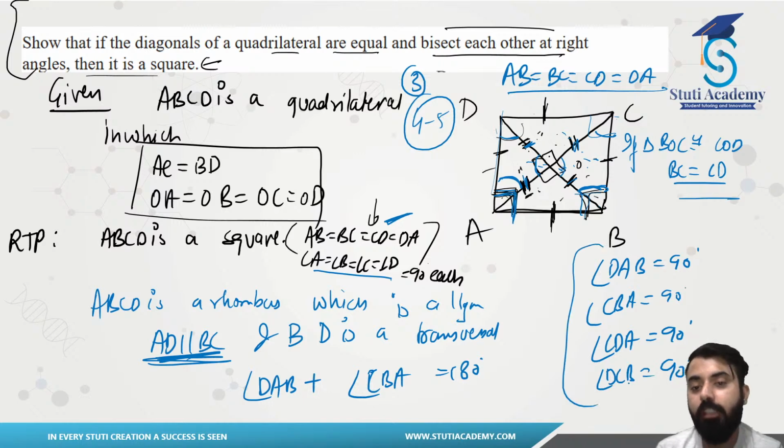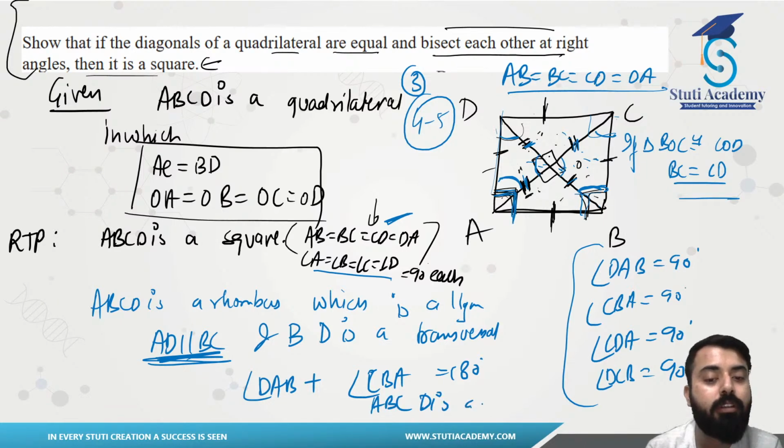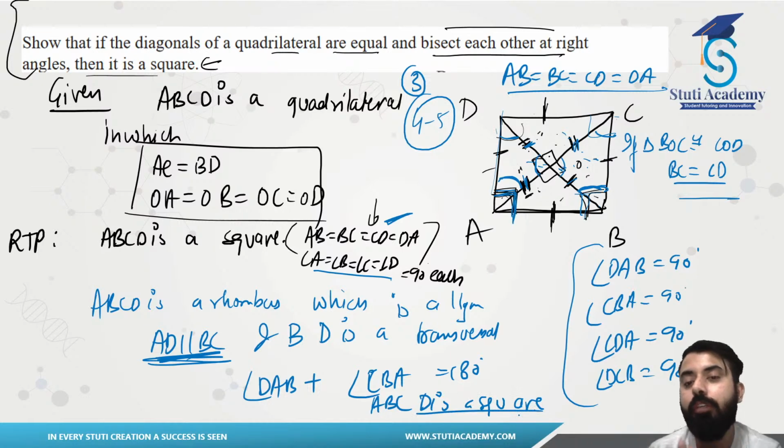So in a figure, if all of the sides are equal, diagonals are equal and bisect each other at 90 degrees, and each angle is 90 degrees as well, then that figure is a square. So you can say ABCD is a square. And this is what we had to prove. I hope you don't have any doubt in this. That will be the proof of this question. I hope you have understood this and you don't have any doubt.